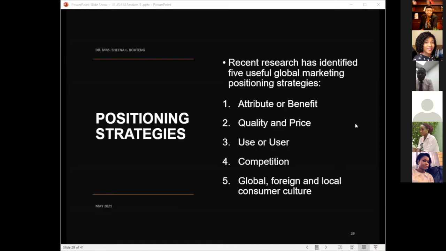When we are positioning, for instance, some firms will choose to position based on their attributes or the benefits that they give. Others will also position themselves based on the quality that they give or the price of the product. For others, it is the way the product is used or the user of the product. And for others, they'll position themselves against the competition. And then for others, it's all about either the global consumer culture, the foreign consumer culture, or the local consumer culture, depending on the context in which they are operating.